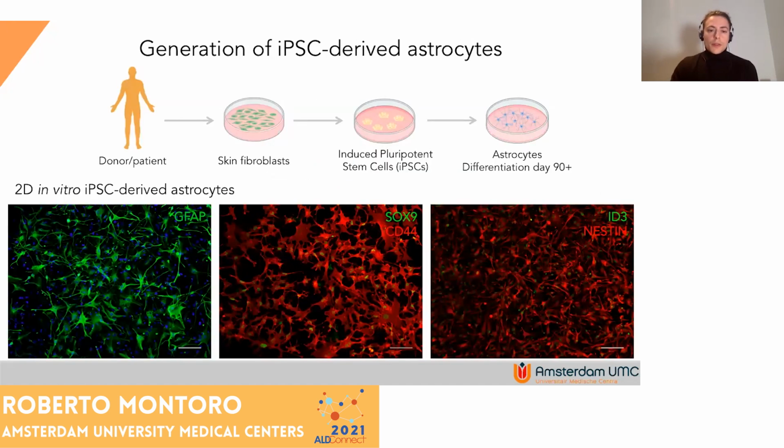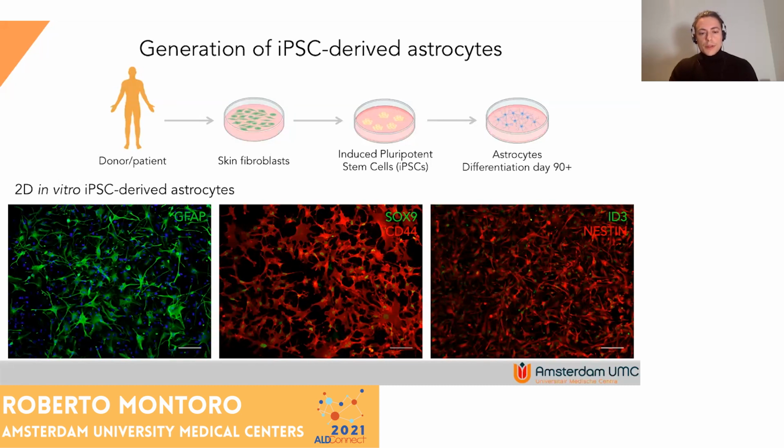So what we do is, from these skin fibroblasts, we make the induced pluripotent stem cells, and then we can differentiate these into mature cell types, the astrocytes that we have in the brain. That differentiation takes about 90 days. And afterwards, we use different cellular markers. Here you see an immunostaining for different markers. We confirm the expression of these markers, which tells us that these indeed are astrocytes. So for example, here you have depicted GFAP, SOX9, CD44, ID3, and nestin.